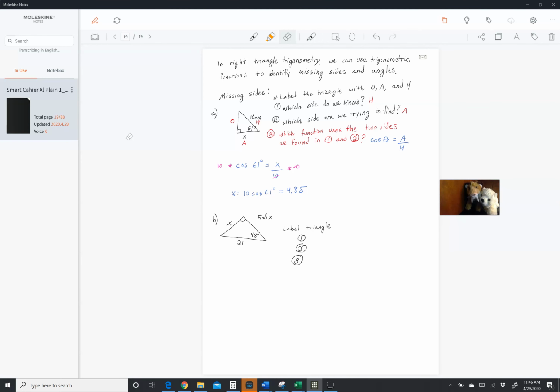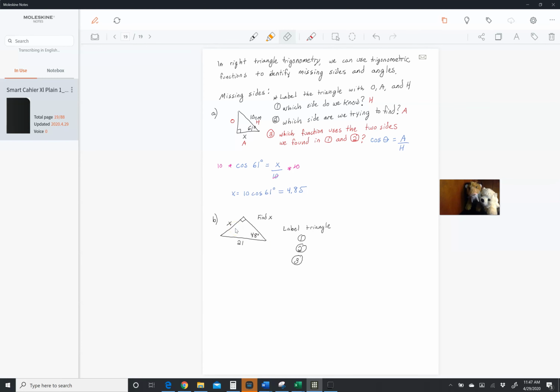So let's label this triangle. We're doing it based upon the angle that we're given. Notice this is a missing side. If you didn't have an angle, in order to find the missing side you would have needed the other two sides so that you could use the Pythagorean theorem. What this allows you to do is identify another side of a triangle without knowing both of the other sides. Here we know one side and one angle, so we could find a second side.